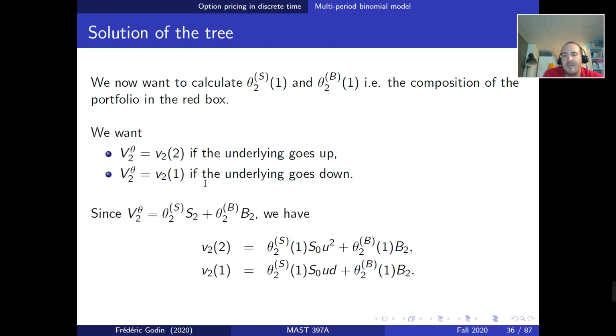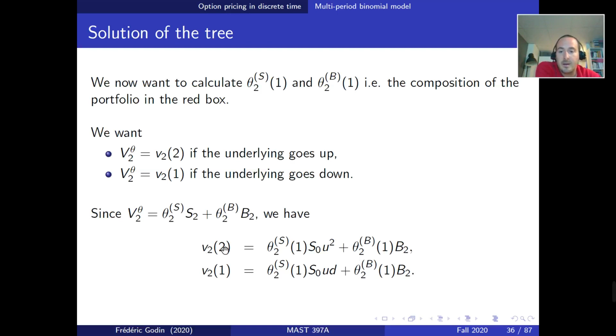Furthermore, by definition of V2, we have that V2 is given by this. It's the number of shares of the stock between time 1 and time 2 times S2, the price of the stock at time 2, plus theta 2b times B2, the number of risk-free asset shares between time 1 and time 2 times the time 2 price of the risk-free asset. So if we combine this equation and these two equations, we obtain the following. For the first equation, V22 must be equal to the portfolio value at time 2.